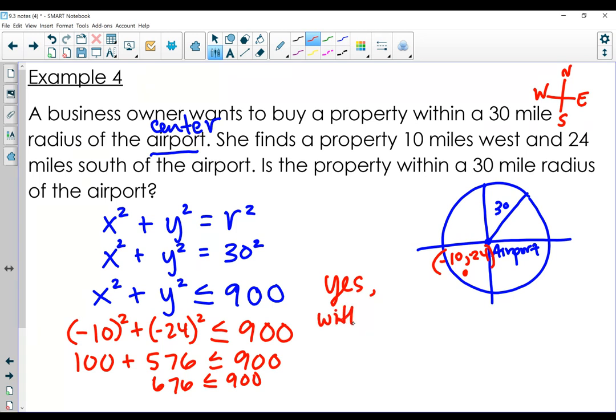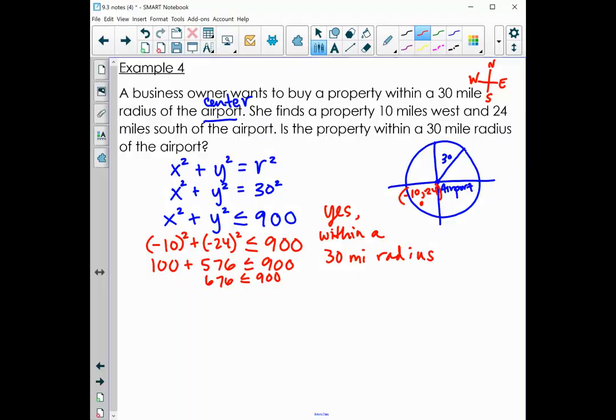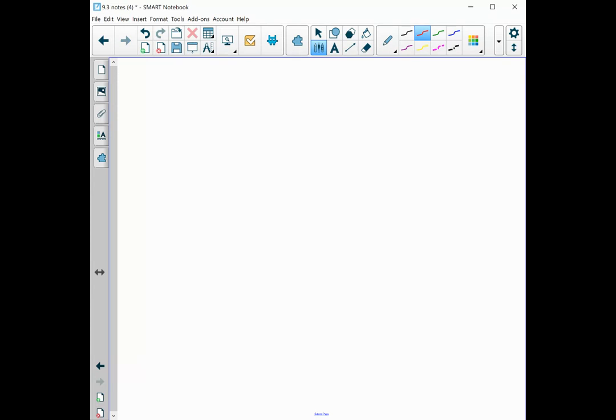It's within a 30-mile radius. This is it for our 9-3 notes.